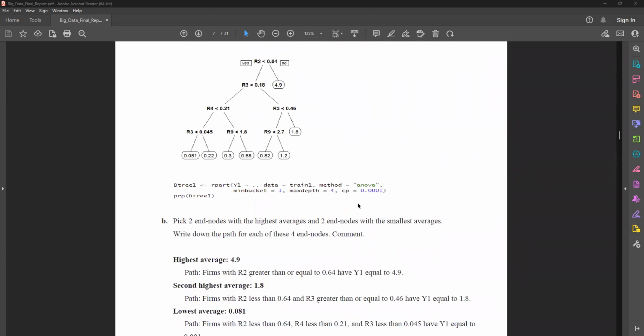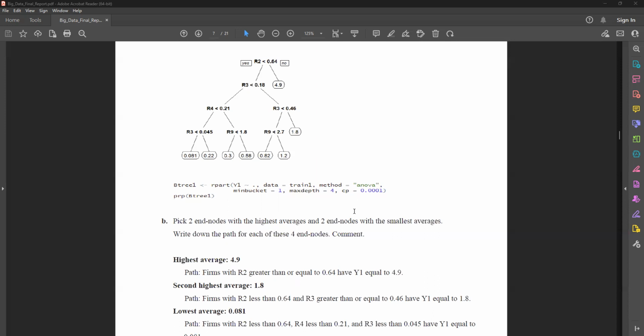In terms of the interpretation of 4 of the end nodes, the highest average end node is equal to 4.9, and the path is as follows. It's equivalent to the firms with R2 greater than or equal to 0.64, and they have Y1 equal to 4.9. The second highest average is 1.8, and these are the firms with R2 less than 0.64 and R3 greater than or equal to 0.46. The lowest average is equal to 0.081, with firms with R2 less than 0.64 and R4 less than 0.21 and R3 less than 0.045.